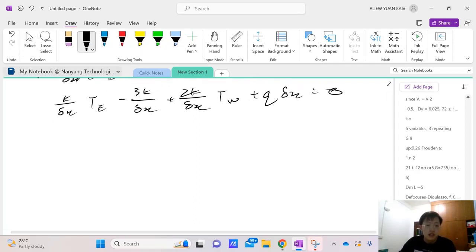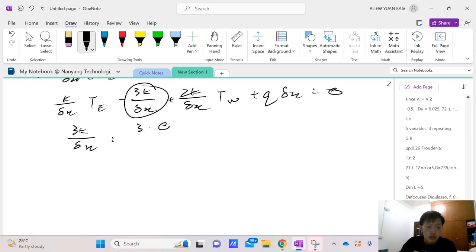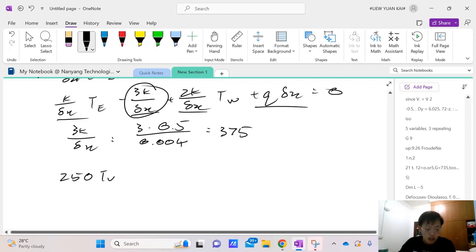Now we need to calculate this, right? 3k over delta x is equal to 3 times the conductivity divided by the distance, which is equal to 375. I'm going to substitute every value in and rearrange the equation. So I'll get this.